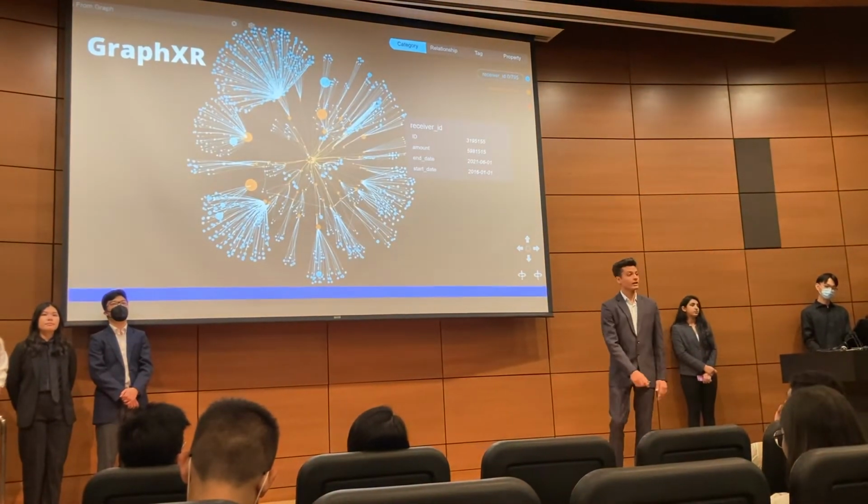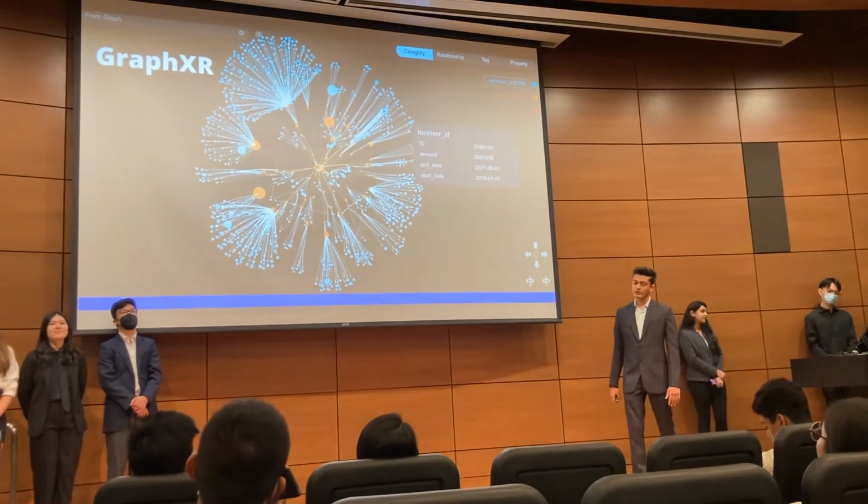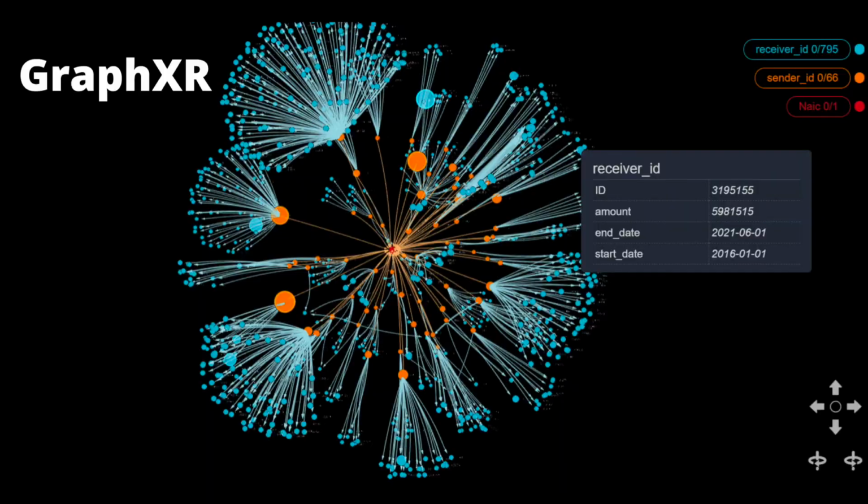This is what a GraphXR graph looks like. It's pretty, isn't it? You can see the center red node which is present, that's the particular industry.